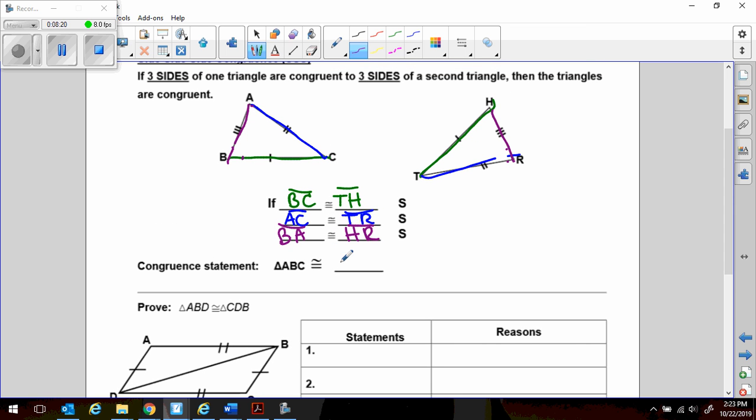My congruency statement, remember, order matters. So my triangle A to B to C. A is in between blue and purple. So blue and purple is R. B is in between purple and green. Purple and green is H. And then my last letter has to be T.